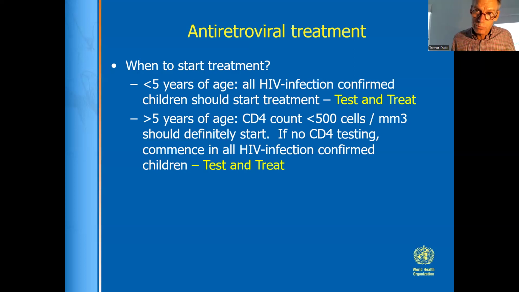If the test is positive, whether you're under 5 years of age or over 5 years of age, it's certainly, under 5, test and treat. Over 5, if you can do CD4 testing, and as I said, that's one type of lymphocyte. All the other lymphocytes could be relatively normal, but if your CD4 count is low, or less than 500, you should definitely start treatment. But most hospitals now don't have CD4 testing as much as they used to, and so all children who are confirmed HIV positive on PCR testing should be treated.